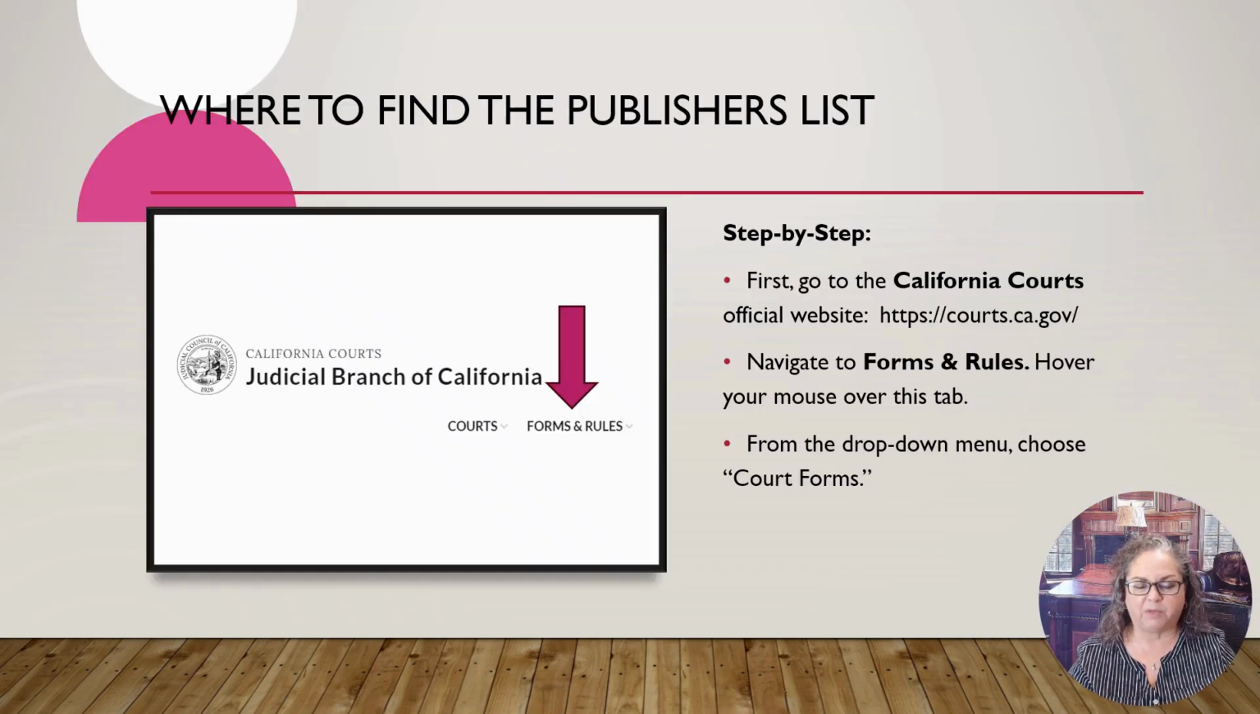Where to find the publisher's list? We're going to go step by step. First, you're going to go to the California Courts' official website. That's at https://courts.ca.gov/. Then take your mouse over to the Forms and Rules tab and hover your mouse over it. A drop-down menu is going to appear and you're going to choose Court Forms.